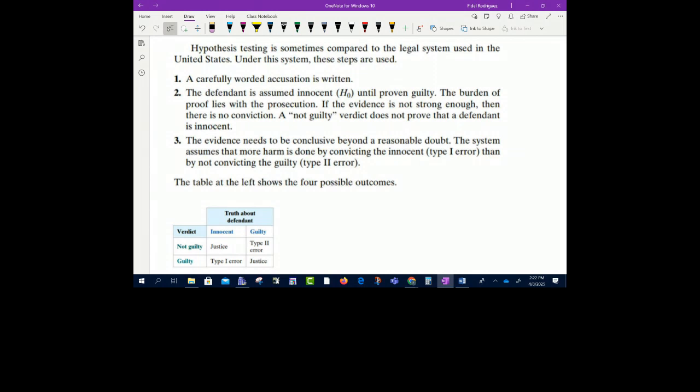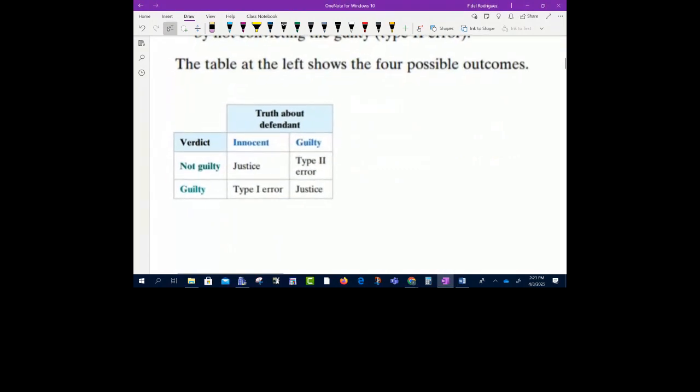If the evidence is not strong enough, there's no conviction. That means they're going to say he's not guilty. It doesn't mean that we proved he's innocent. It just means that they could not prove that he did it. Does that make sense? The evidence needs to be conclusive beyond a reasonable doubt. Okay. And it says the system assumes that more harm is done by convicting an innocent type, which is a type 1 error, than by not convicting the guilty type. Okay. So let's take a look here, y'all.